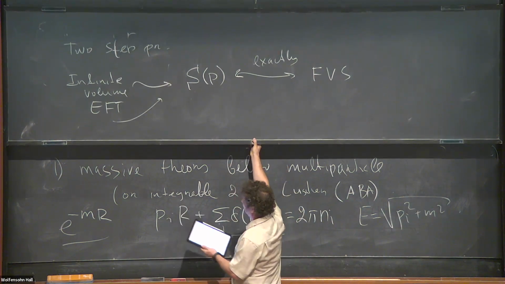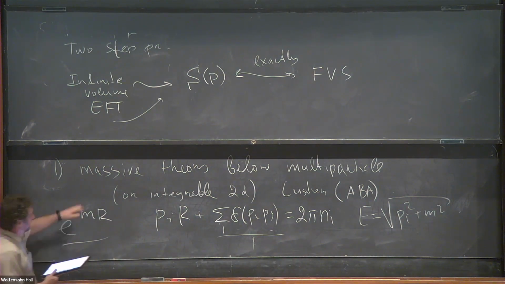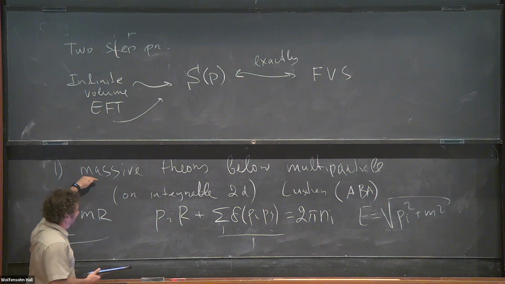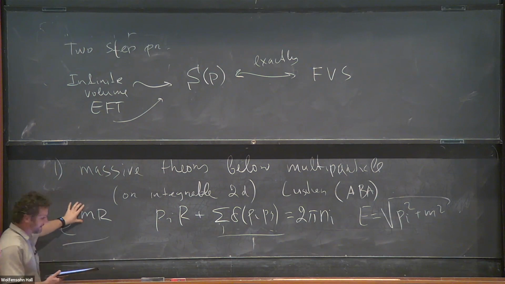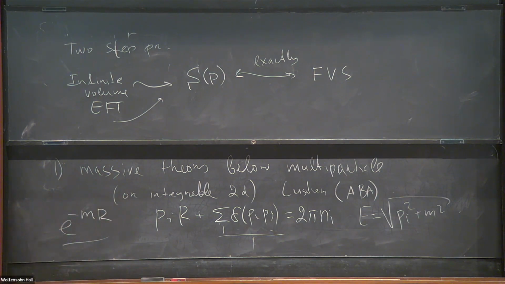Unfortunately, what is said here is not enough for us. First, our theory is not massive. It's massless. So that means these winding corrections are power law rather than exponential. So we need to account for that.